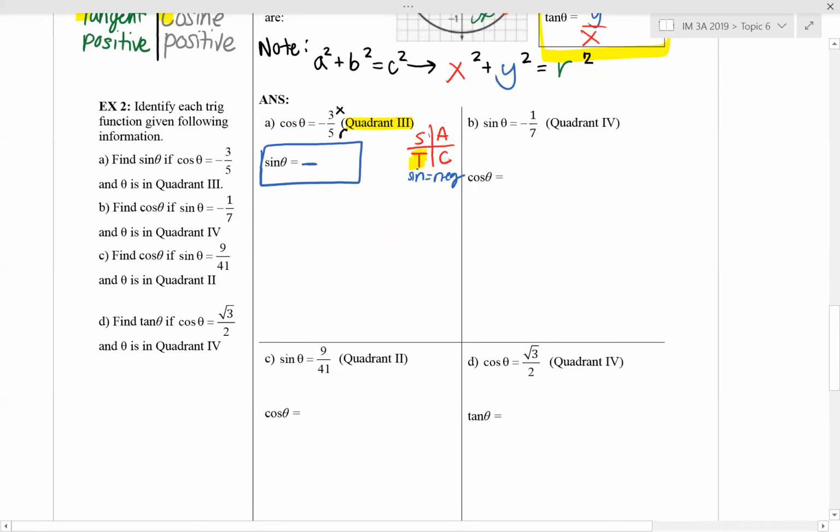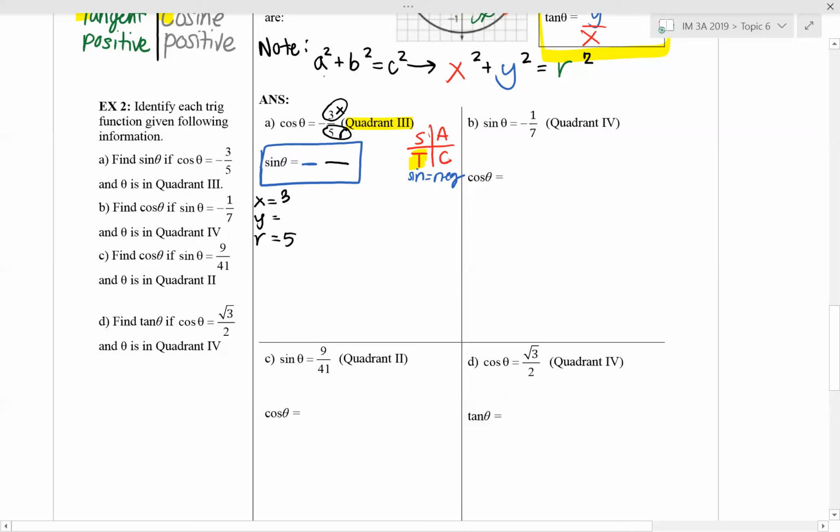Okay, so really I'm just looking at the value. So x is 3 and r is 5. I'm ignoring that negative. That negative had to do with the quadrant. We've already figured out the quadrant. Okay, so we need to know x, y, and r to be able to identify any part of the triangle to find a trig function.